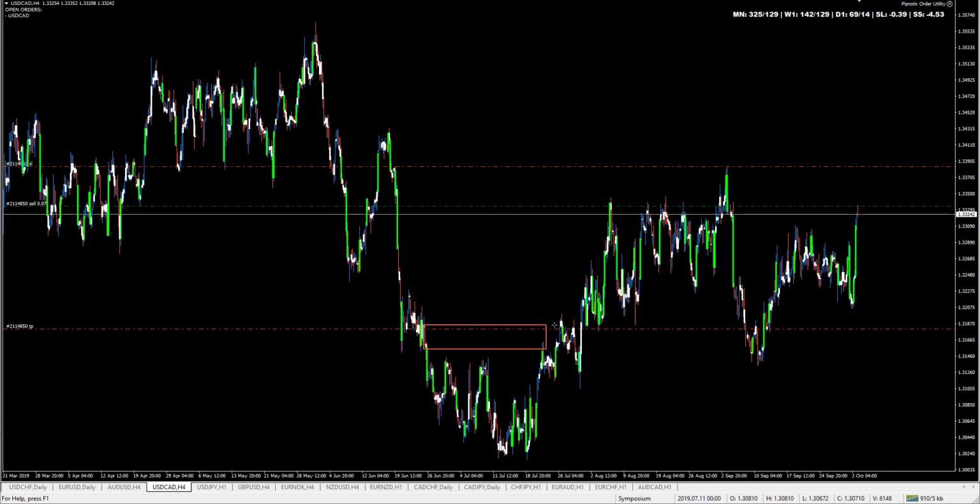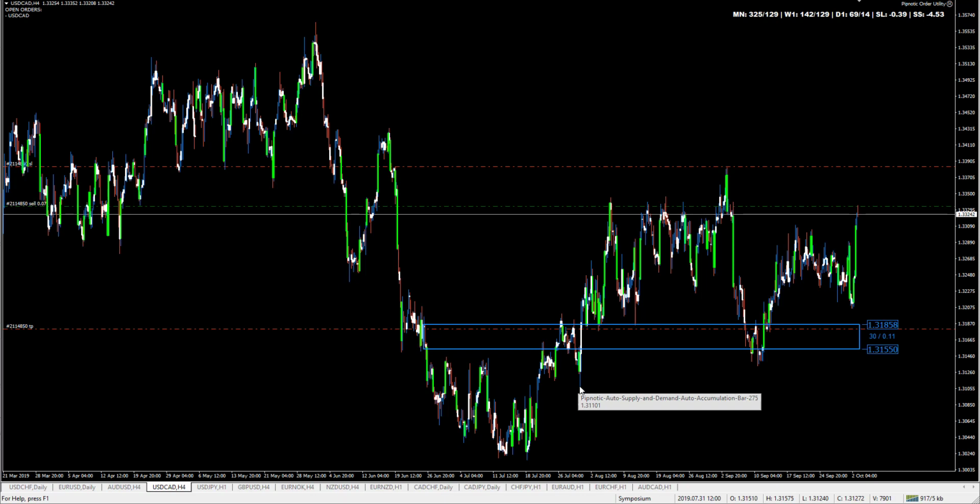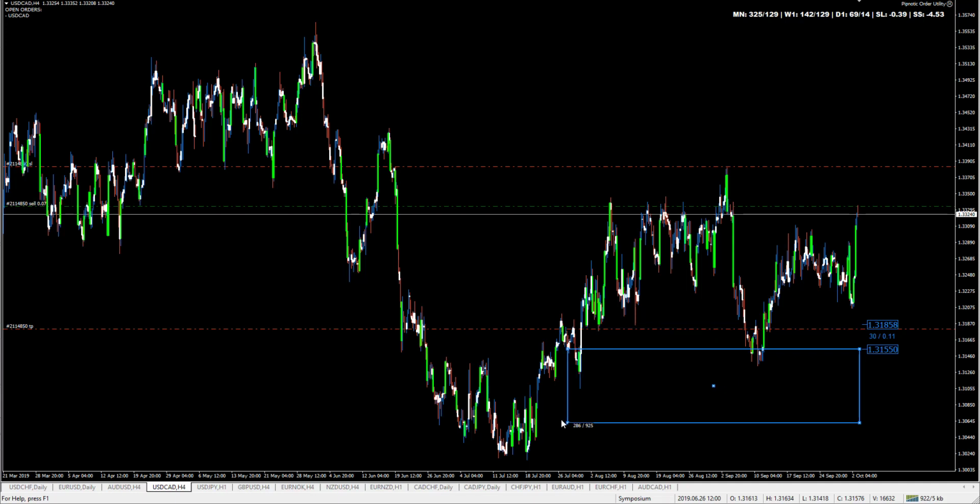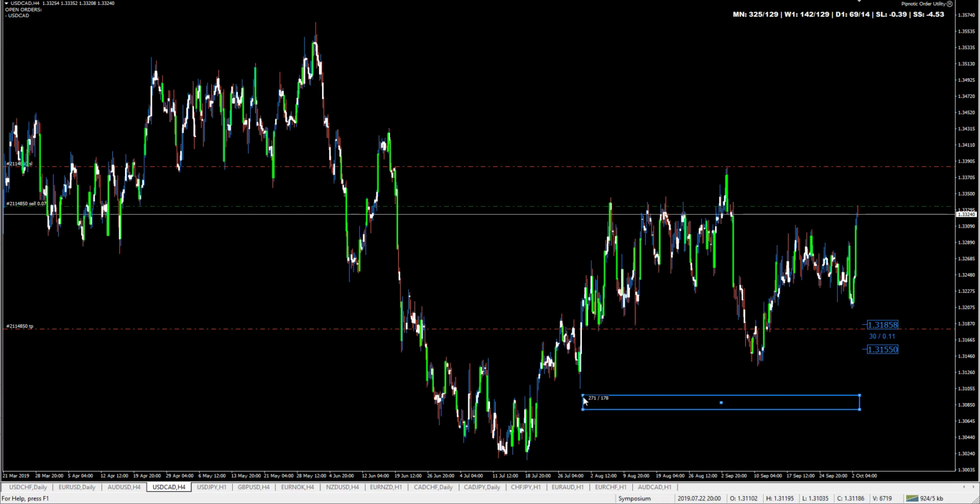Better go like this so I don't. So we have a lot of tests here, kind of poking into the area. Price went through and it went down, and then it went higher. So the beginning of the buy zone was somewhere down here.